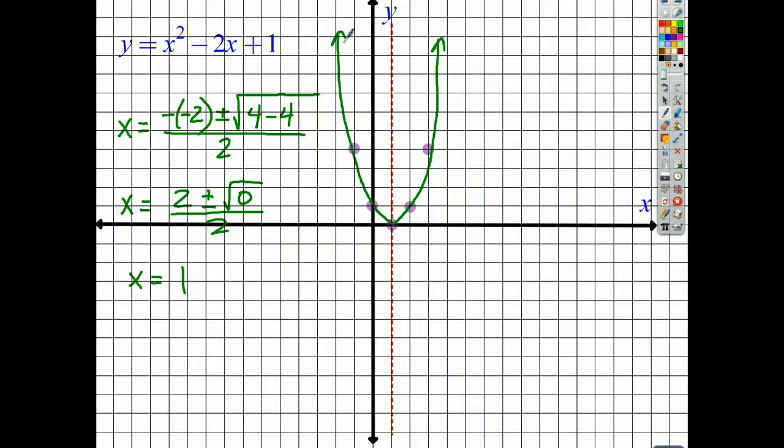And so in this case, the discriminant was 0. When the discriminant was 0, I only ended up with x equaling 1. I only had one solution here. So let's keep that in mind. Let's take a look at another one here.